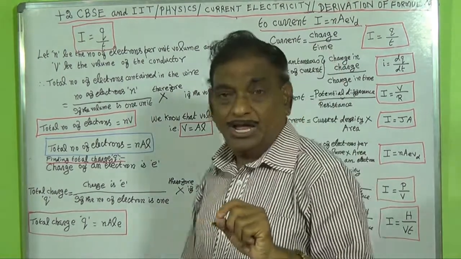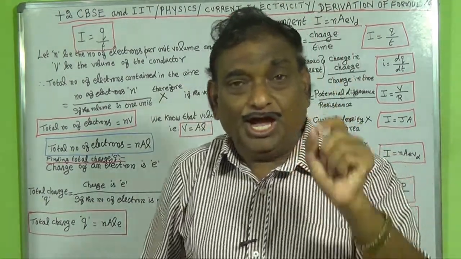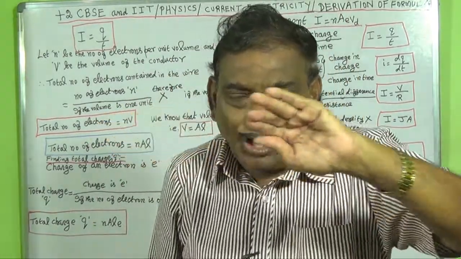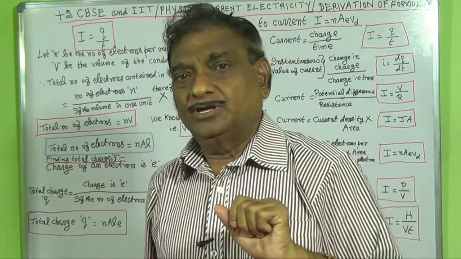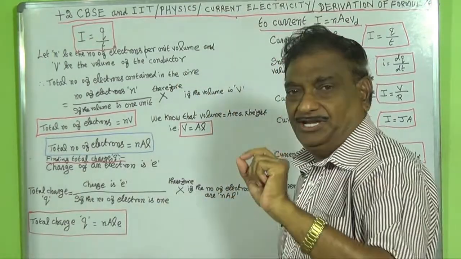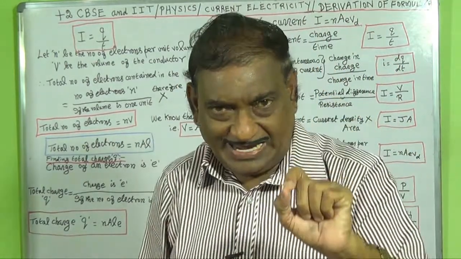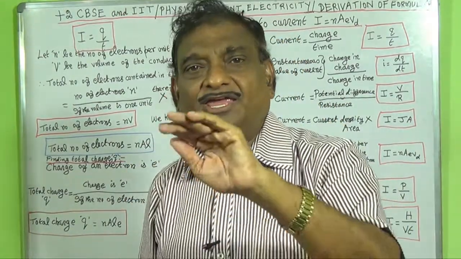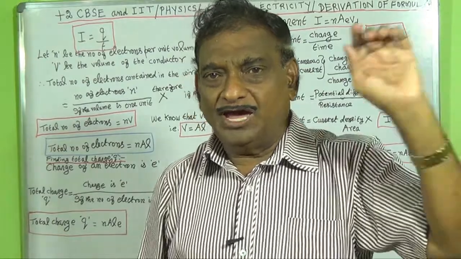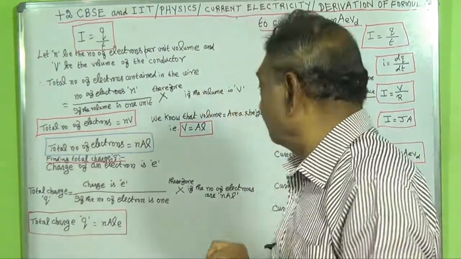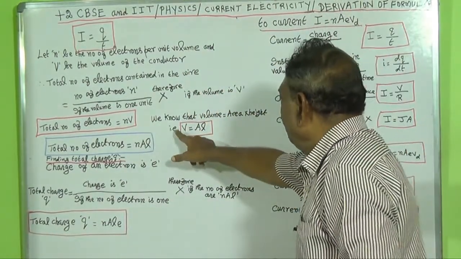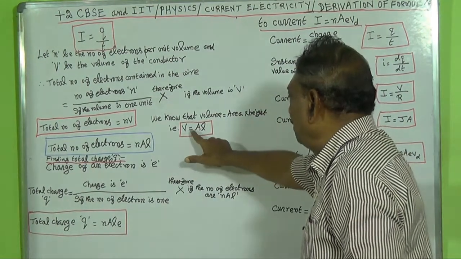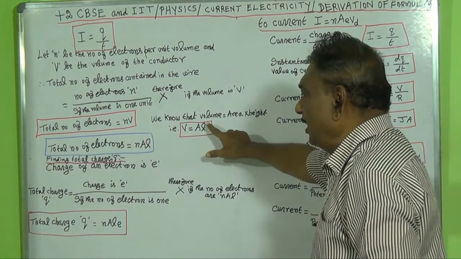We know that volume equals area into height. Here the height is the length of the wire taken. So we are writing the volume V as capital A into L. Here A is the cross-sectional area, and L is the length of the wire, that is the length of the conductor. So volume V equals A into L.